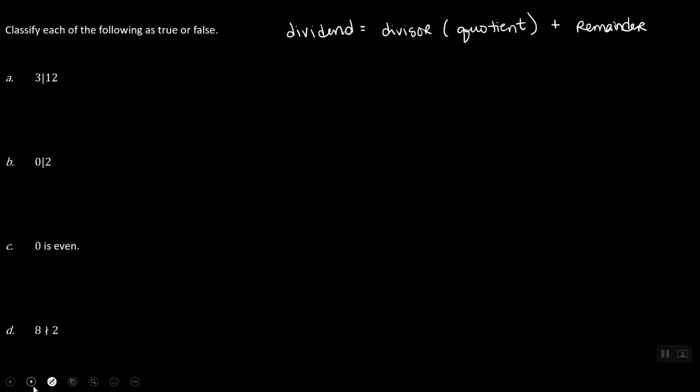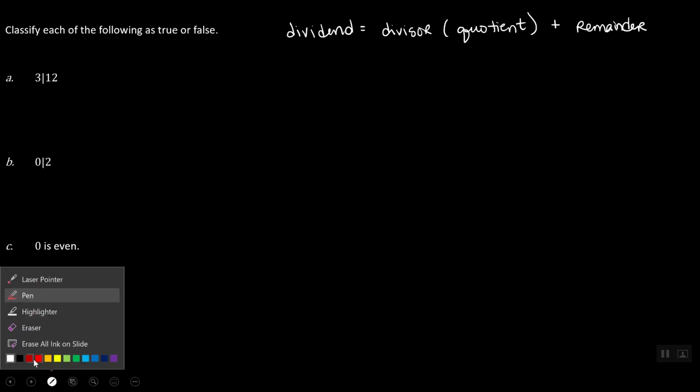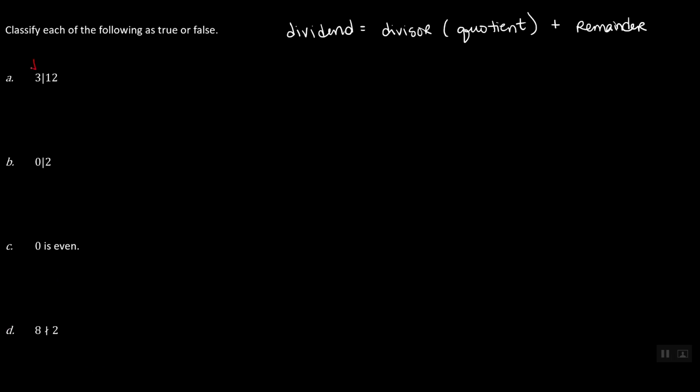So when we have something like 3 divides 12, we can identify 3 as the divisor and 12 as the dividend. And we can attempt to write that using the division algorithm and find out what the remainder would be. So 12 would be equal to 3 times some quotient plus a remainder. 3 times 4 is equal to 12. So in this case, we would have a 0 remainder, and we would say that this is a true statement.